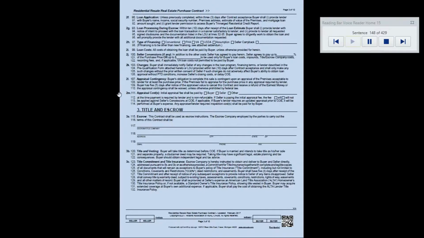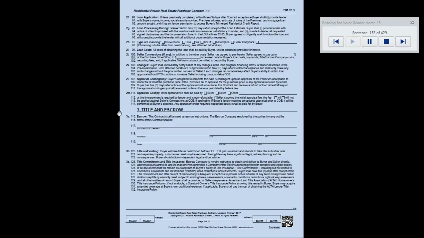2M. Appraisal costs. Initial appraisal fee shall be paid by buyer, seller, other, at the time payment is required by lender and is non-refundable. If seller is paying the initial appraisal fee, the fee will not be applied against seller's concessions at COE, if applicable. If buyer's lender requires an updated appraisal prior to COE, it will be performed at buyer's expense. Any appraiser or lender required inspection costs shall be paid for by buyer.